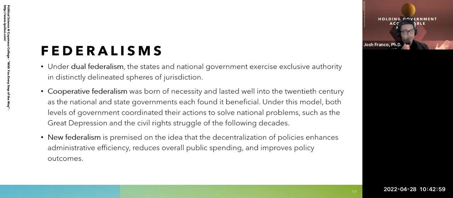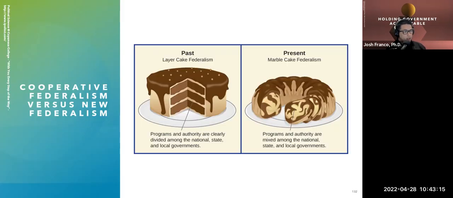So essentially, we have different federalisms that have evolved over time, and that nature of the relationship between the federal and the state government is dynamic and continues to evolve even now. And we'll look at some examples to explore this further. So just to give you a visualization also, because it's approaching past dinner time, so maybe you're thinking of having dessert. So cooperative federalism versus new federalism.